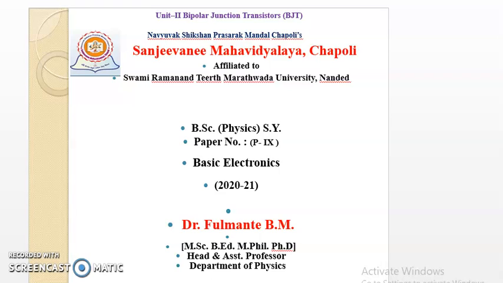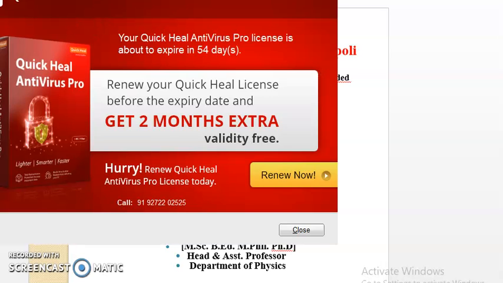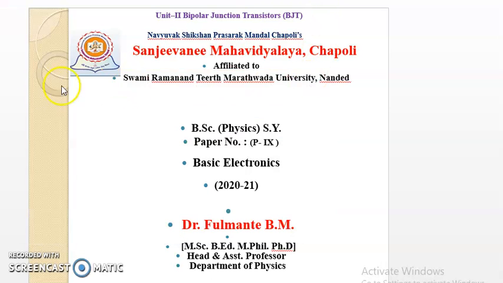Now we are here to discuss about common emitter configuration. Initially we have seen common base configuration. Now we discuss in detail about common emitter configuration. Among three connections, common base, common emitter and common collector, common base we have seen. Now we discuss again in detail about common emitter configuration.